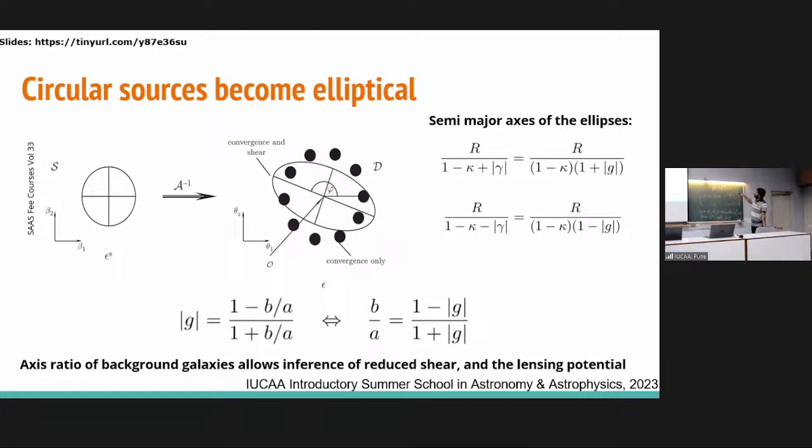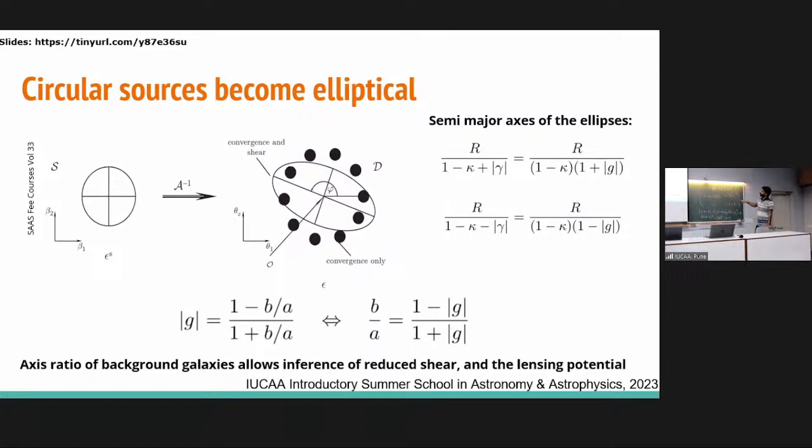Now, conventionally, it is easier to take 1 minus kappa out of this denominator, so that you get R divided by 1 minus kappa times 1 plus mod g, and then 1 minus kappa times 1 minus mod g. This g is called the reduced shear. And this reduced shear is just gamma divided by 1 minus kappa. So this is just a definition change. I'm just doing some arithmetic.